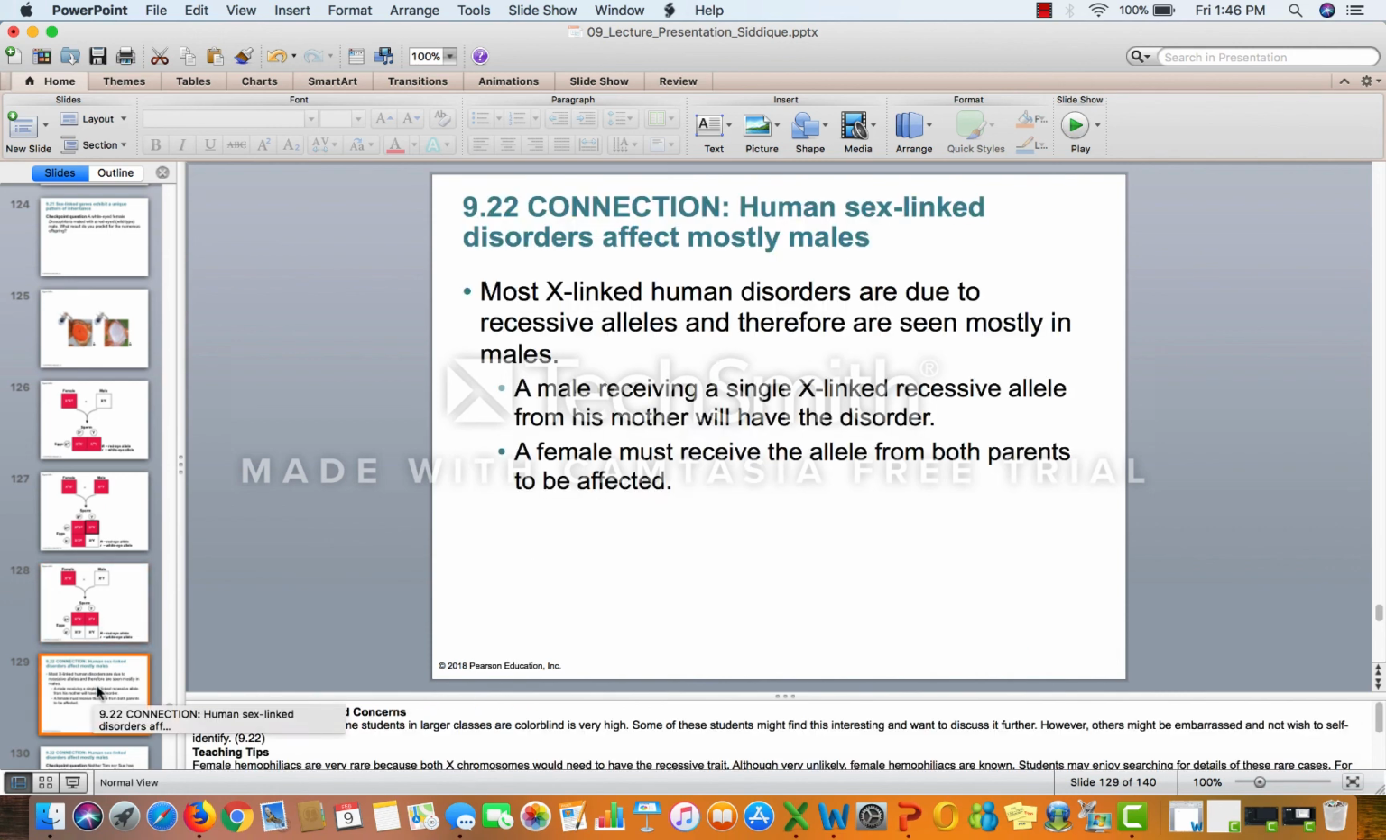Most X-linked disorders are due to recessive alleles and therefore are seen mostly in males. So sex-linked, X-linked disorders are usually in males, like hemophilia. That's an inability to clot blood. A male receiving a single X-linked recessive allele from his mom will have the disorder. A female must receive the allele from both parents to be affected. That's why it's hard for a female to actually get a sex-linked, X-linked disorder.